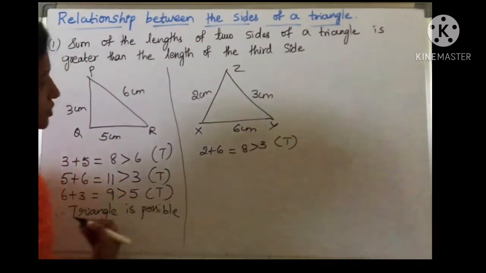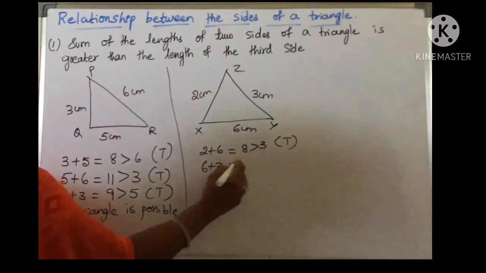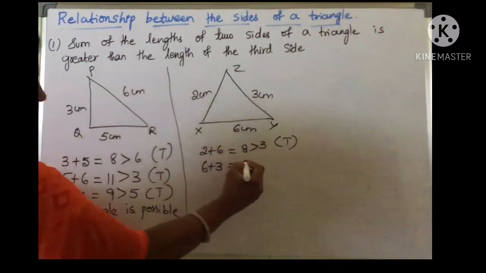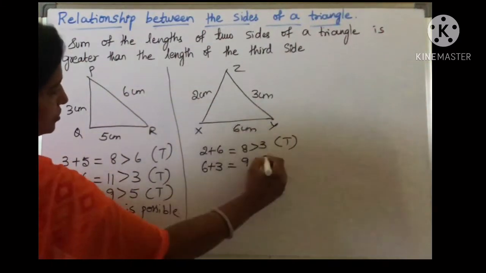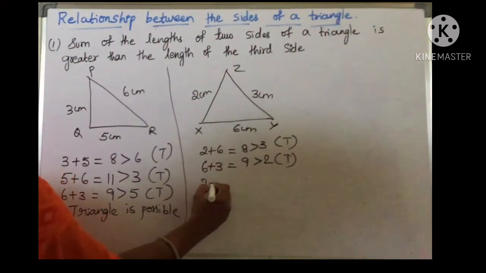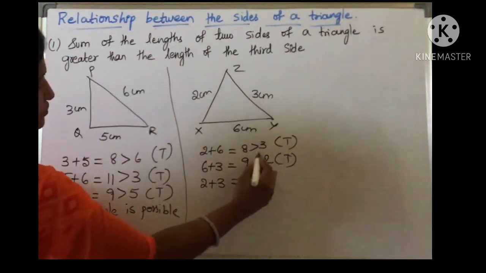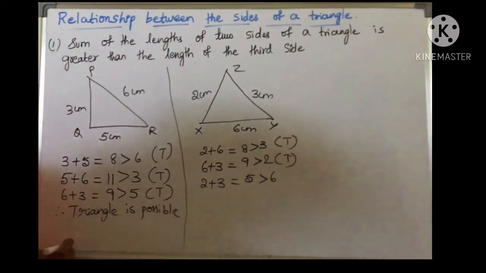Yes, it is true. Next, coming to other two sides, you add 6 plus 3. 6 plus 3 is how much? 9. Here 9 is greater than 2. Yes, true. And what about other two sides? 2 and 3. So when you add 2 and 3, you will get 5. Is 5 greater than 6?